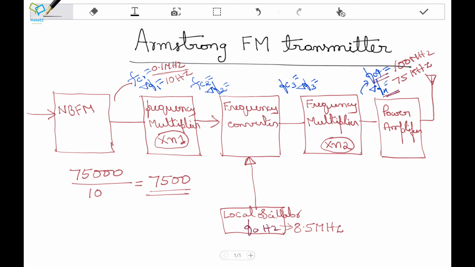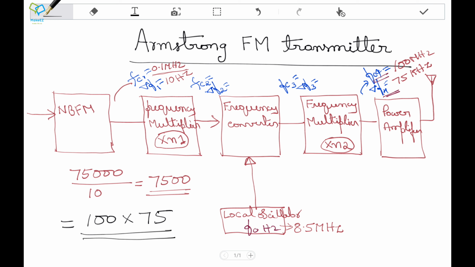So the total multiplication factor required is 7,500. We have to factorize this 7,500 into N1 and N2 in such a way that they are powers of 2, 3, 4 or 5, depending on the multipliers available to you. This can be written as 100 into 75. Now, which is N1 and which is N2, we don't know. Whether 100 is N1 and 75 is N2, we don't know.